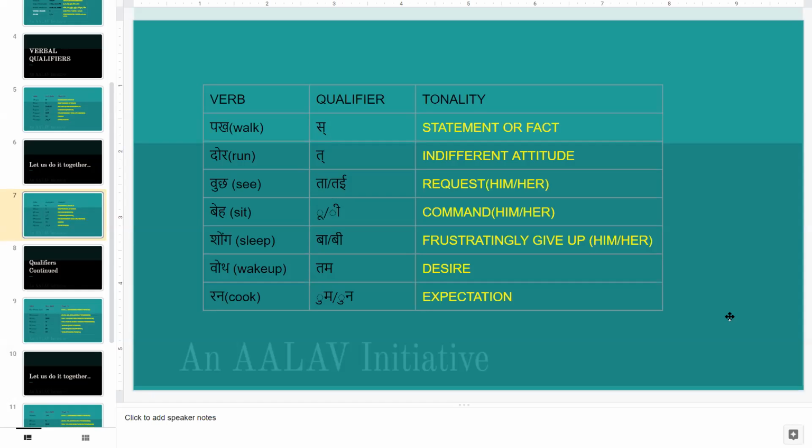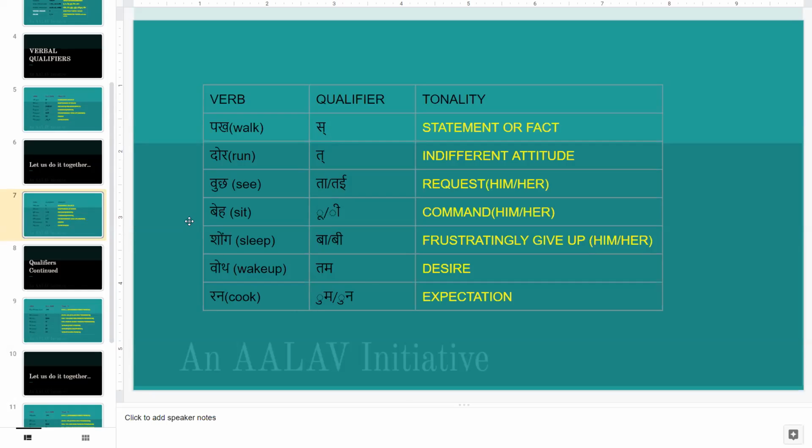Okay. Rantam, desire. And Ranun, expectation. I'm expecting that I will cook. So Ranun, Rogan Josh. Okay, I hope these qualifiers are clear. This is very important. So just you have to remember the qualifier.